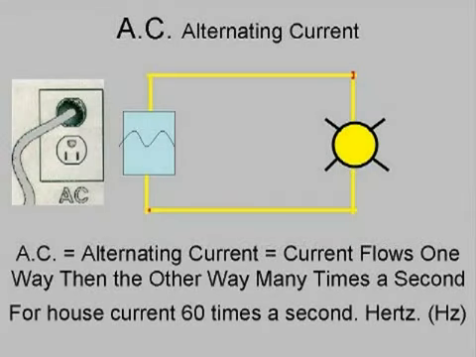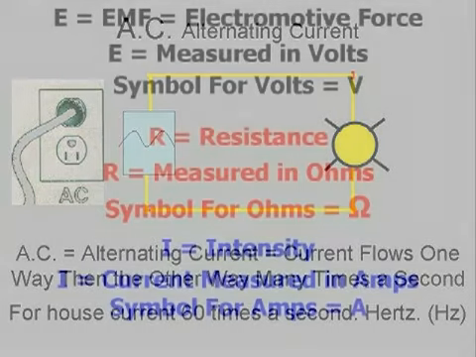The next kind of current flow is alternating current, AC. Alternating current means that current flows one way and back again many times a second. In the United States, it's 60 times a second, or 60 Hertz. Hertz is frequency, cycles per second.